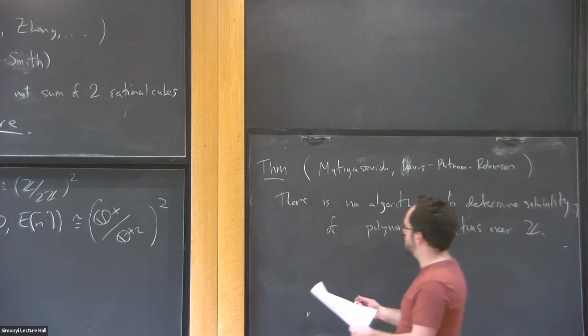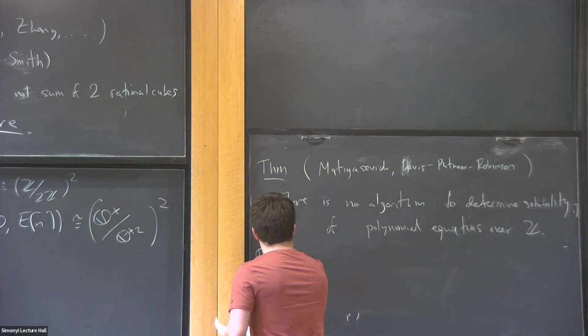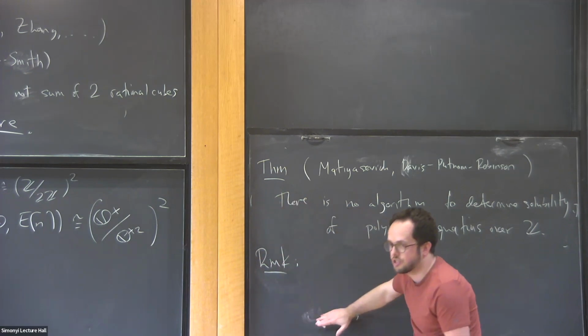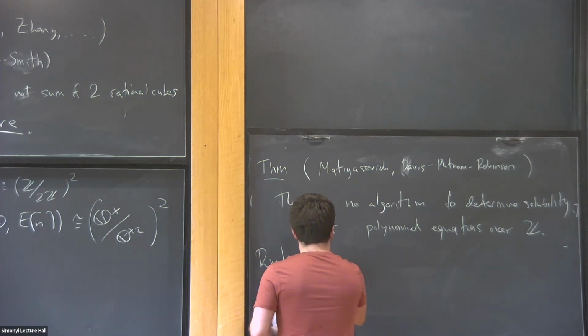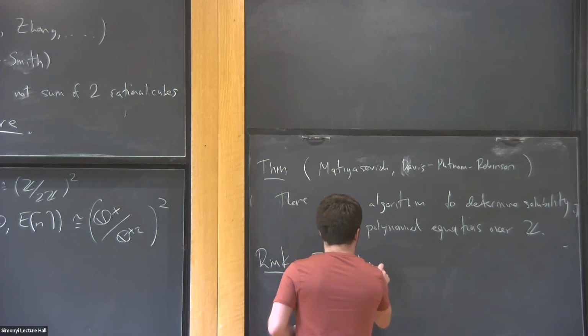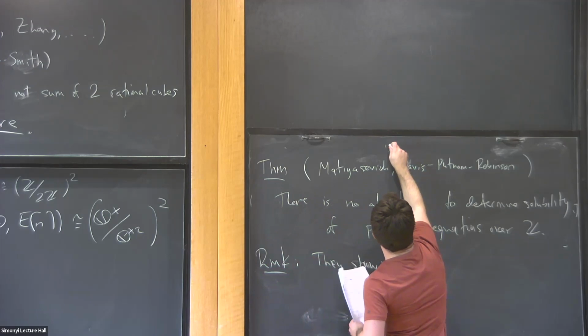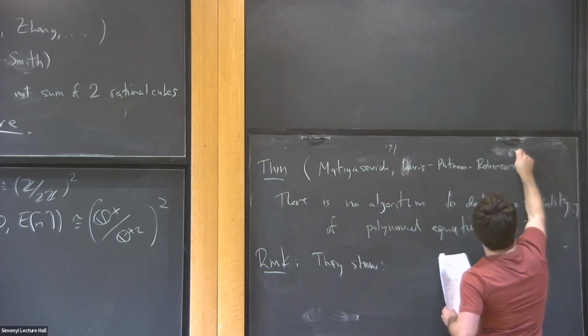What they're really showing though, this sounds like a very negative result. What they're really showing is a positive result. This is what they really show. Matiyasevich is fine. He finished the proof. This was in 71.